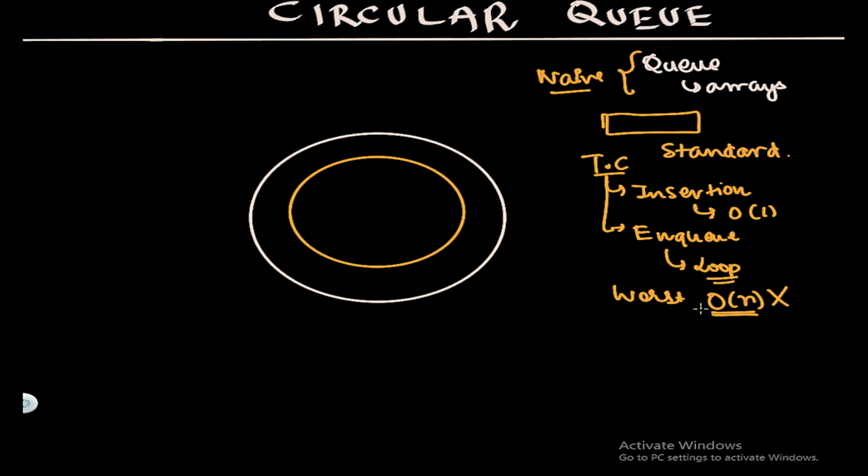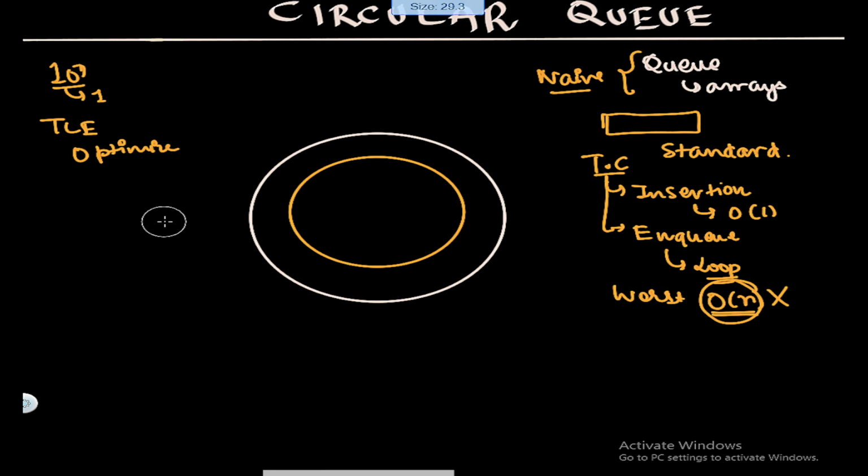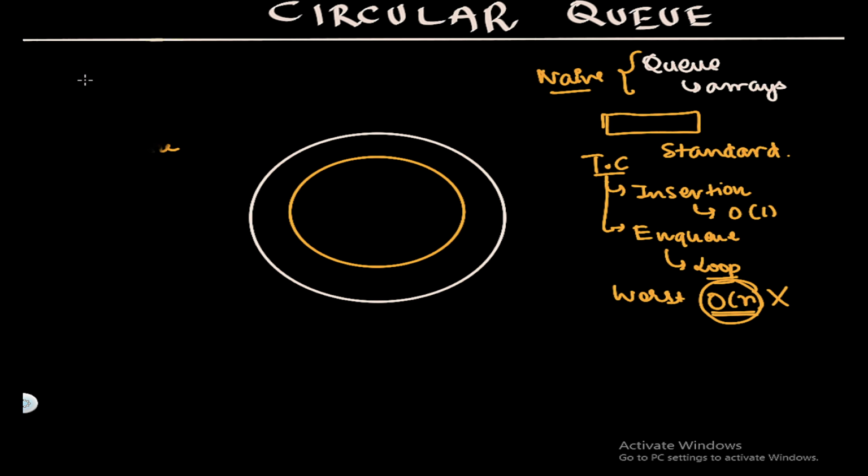Why? Because let's say that you have a number of test cases and the function is taking big O of n time. As I already told you, online judges work for about 10 to the power 7 computations in 1 second. So it would give a time limit error. So now let's try to optimize our code and implement the circular queue.